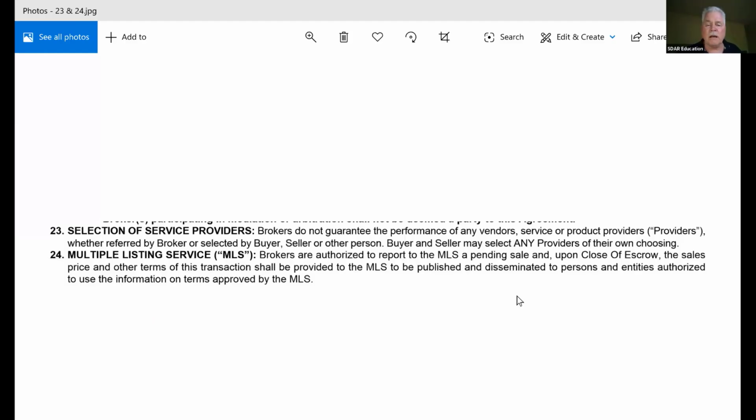All right, let's talk about selection of service providers. And this is kind of fun stuff. So I've got my annotator going. You all know I love my annotator. So we're going to talk about paragraph number 23, selection of service providers.